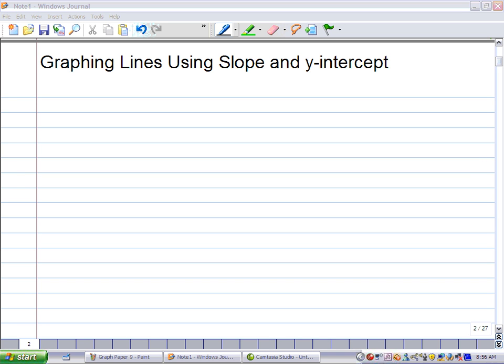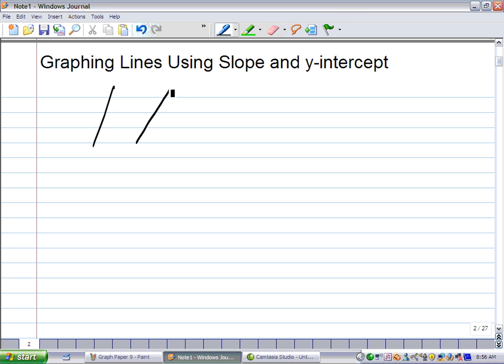In this section, we are going to look at a shortcut of graphing lines using their slope and their y-intercept. Think about the idea of the word slope. We think of ski slopes or slant when we think of the word slope, and that's what we have here. A slope is going to be how slanted a line is. These lines all have a positive slope.